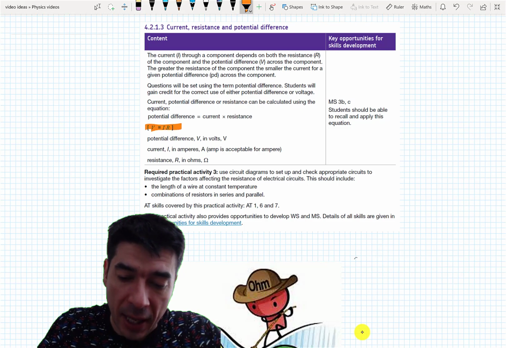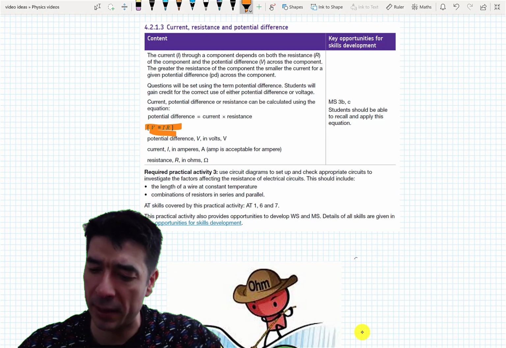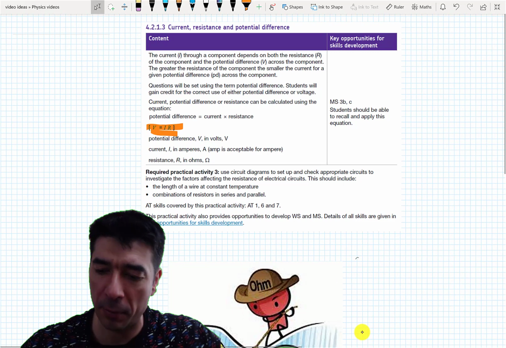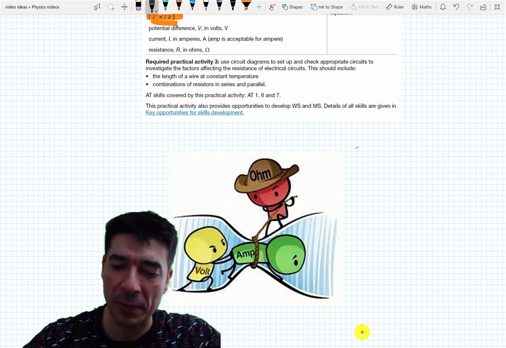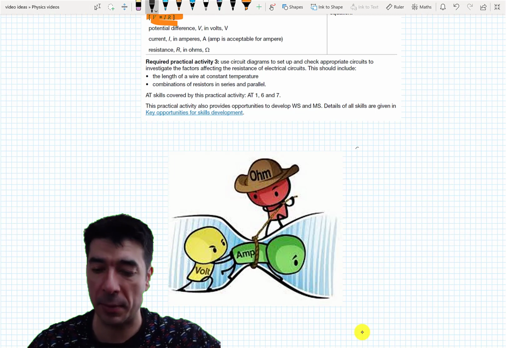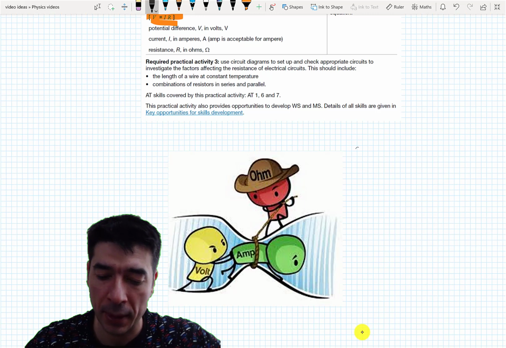You've essentially got to be able to understand and apply this formula. And what I've found in the past is that students have no problem with applying the formula. They just don't really believe it. So I think it's worth spending a bit of time thinking about what all these terms mean. So I like this picture. This picture helps you understand what's going on.